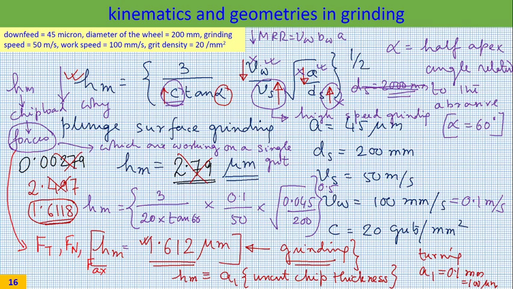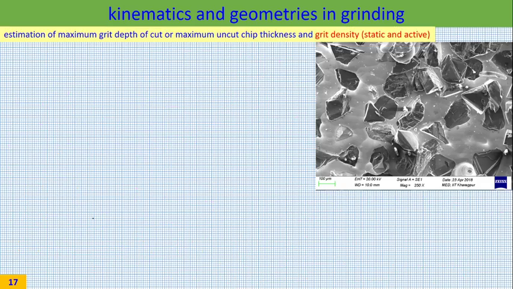Global forces are what? Which are acting during grinding. Which are FT and Fn. So what we can speculate, if you reduce HM, forces which are working on a single grit, they will come down, and from the hypothesis of unit event in manufacturing process, we can say the global forces would also come down. So let us see the next point, and after that we will take a break.